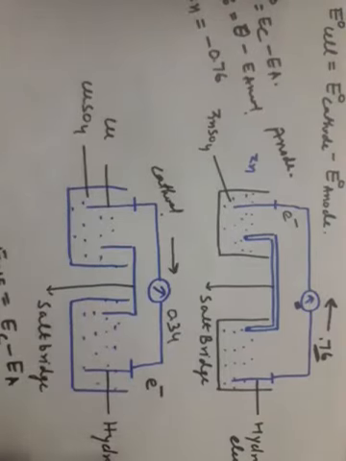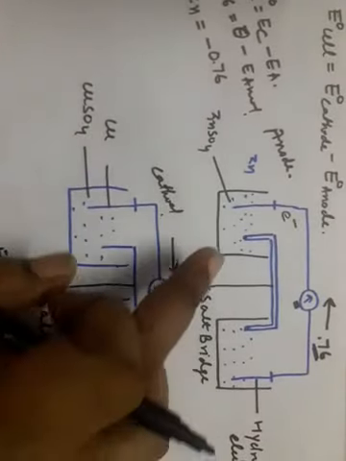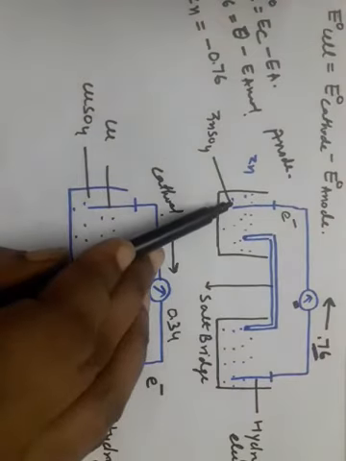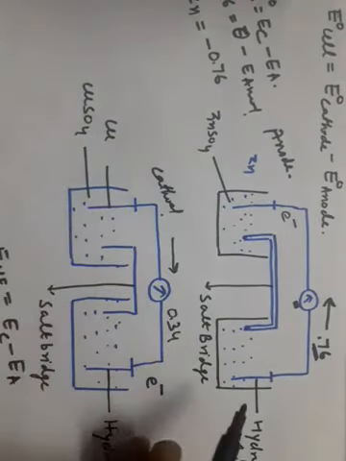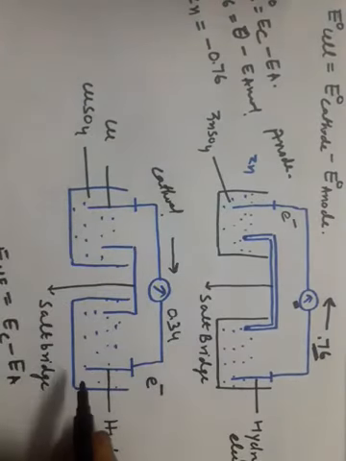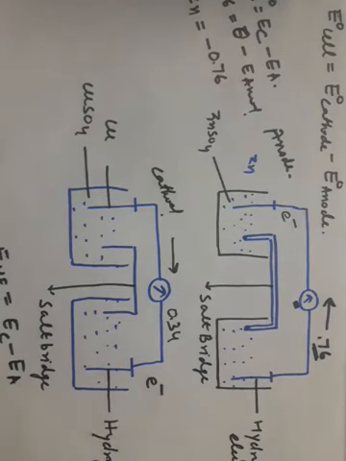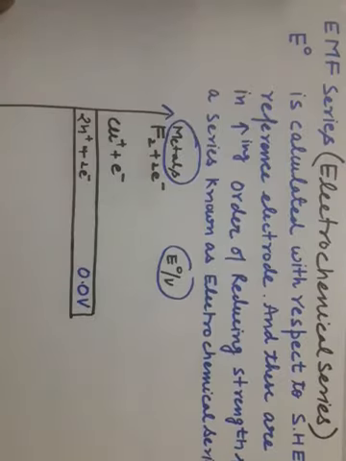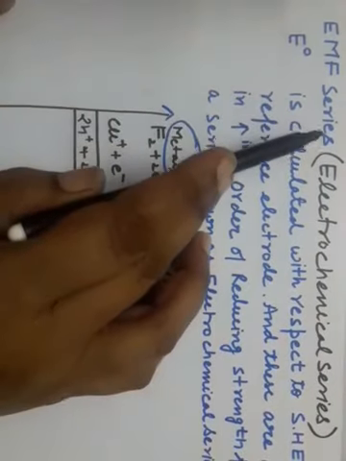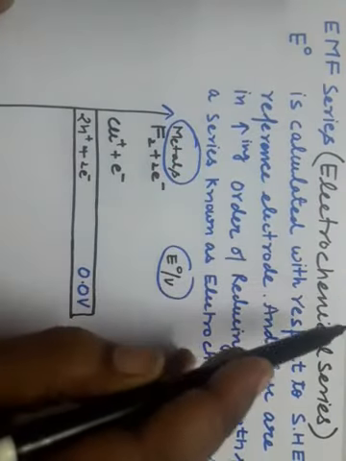In our previous lecture, we have studied how we can calculate the electrode potential of different metals by taking hydrogen as a standard electrode. Today's topic is EMF series, electrochemical series.